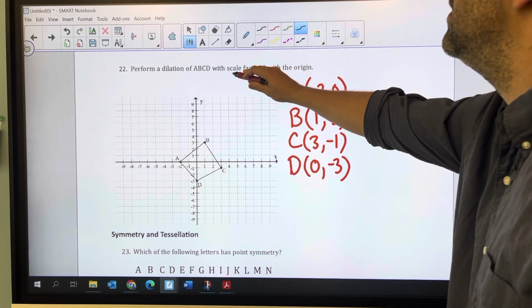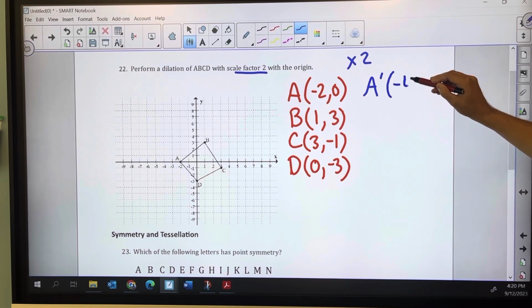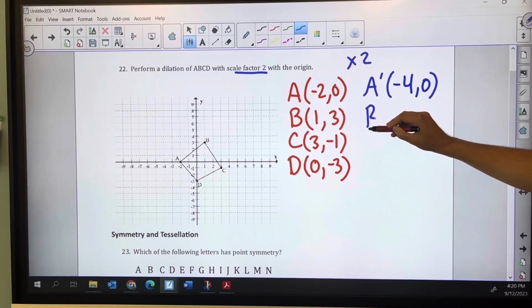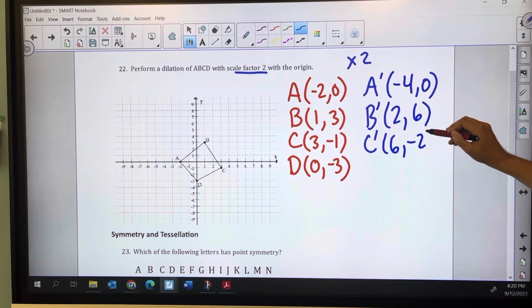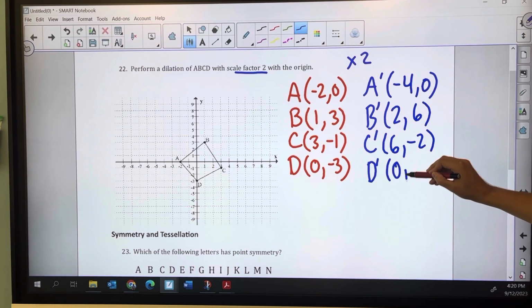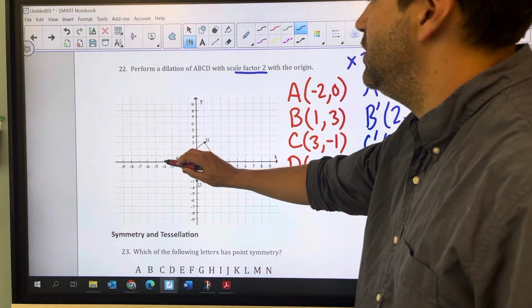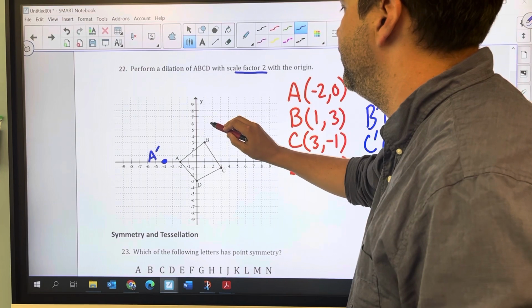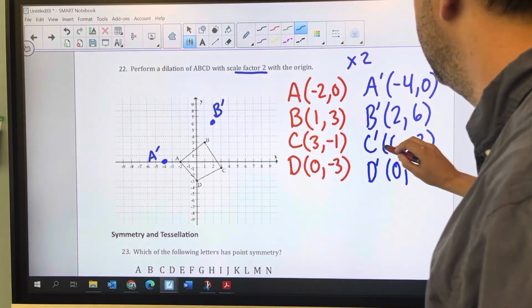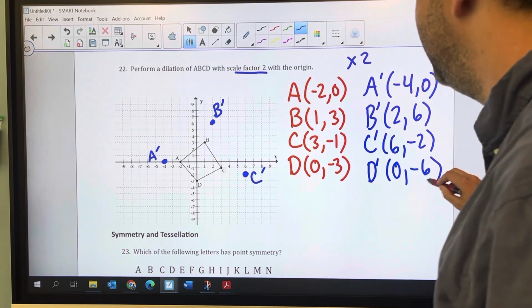And since the scale factor is 2, I'm going to multiply by 2. So A prime is going to be -4, 0. B prime, 2, 6. C prime, 6, -2. D prime, 0, -6. Draw those points on there. -4, 0, A prime, 2, 6, there, B prime, 6, -2, C prime, and 0, -6.